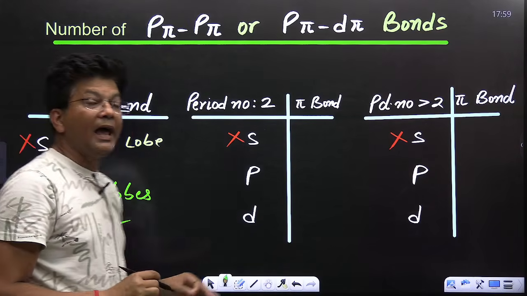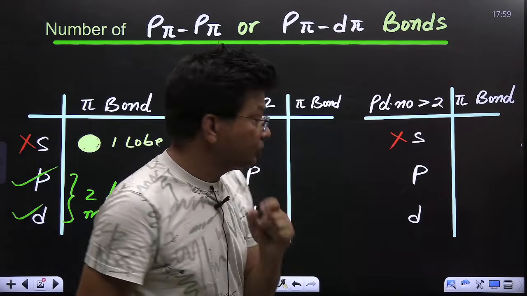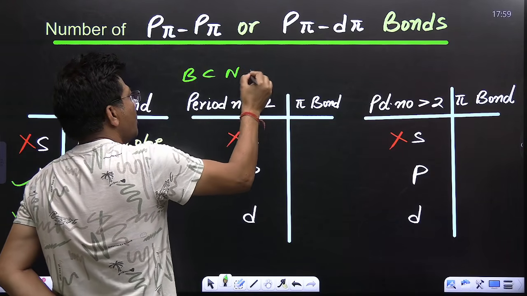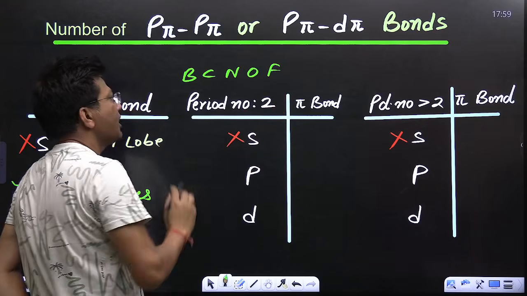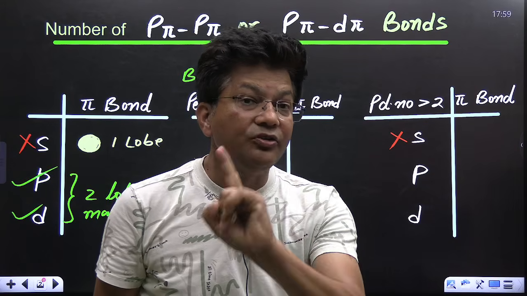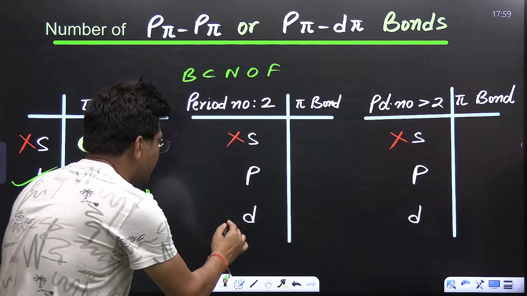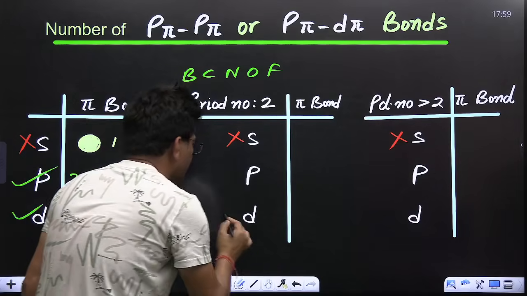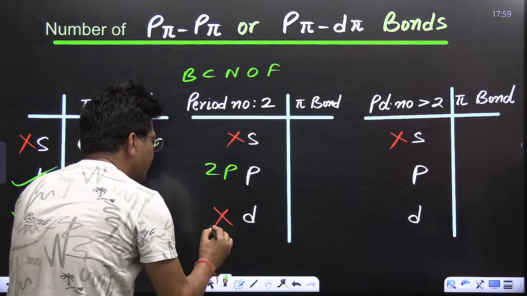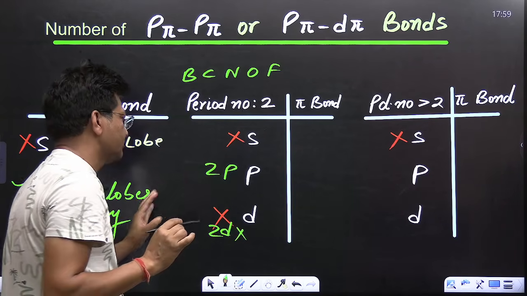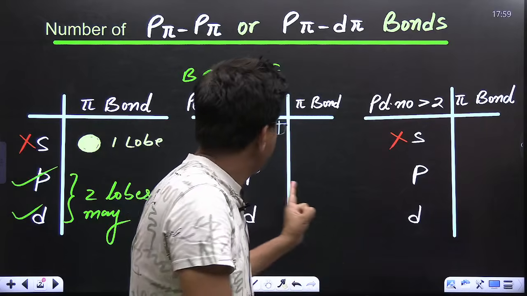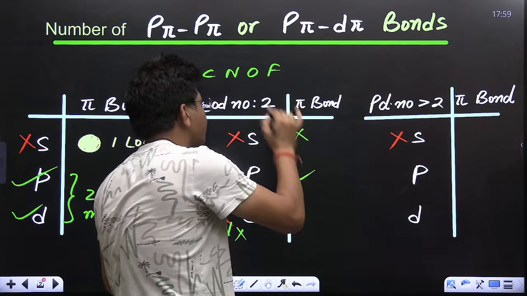Now if I say elements belonging to period number 2, see, what are these elements? Boron, carbon, nitrogen, oxygen, fluorine. So they all belong to period number 2. And in the second period, d does not exist. So I will put a cross over here because d does not exist. Only 2p exists. If I say 2d, 2d doesn't exist. So the second period elements may form a pi bond with p, but d can never form a pi bond.